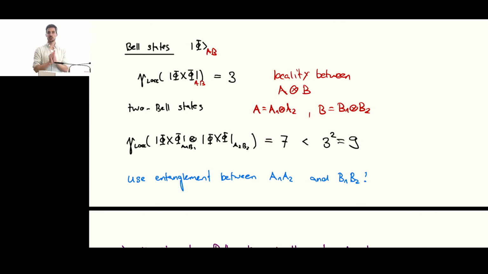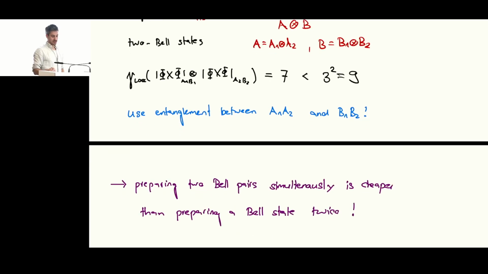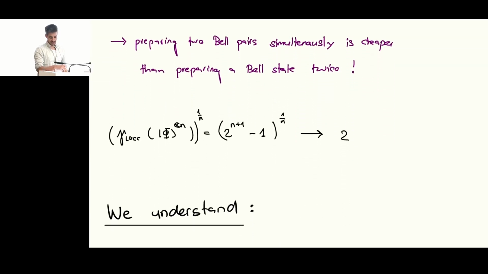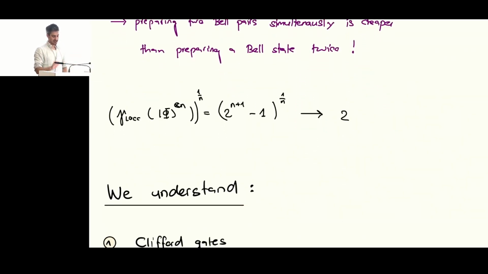So we can, of course, use protocols that use entanglement between A1 and A2. It's not clear that this is helpful, but as the formula suggests, it proves actually to be helpful for the task. So basically this means preparing 2 Bell pairs simultaneously is considerably cheaper than preparing twice a Bell pair. Then the same goes for CNOTs because we have gate teleportation. Okay, and then you can analyze this for n Bell pairs and everything.